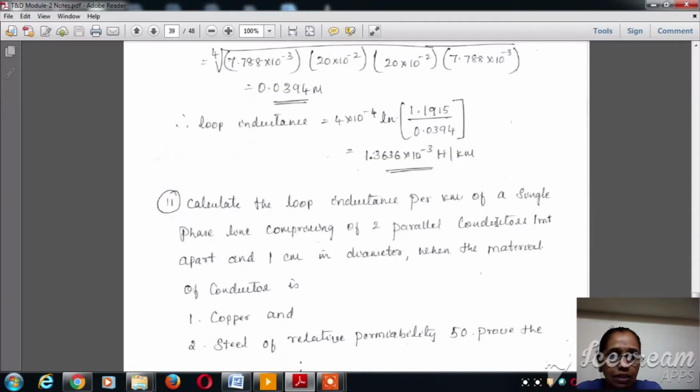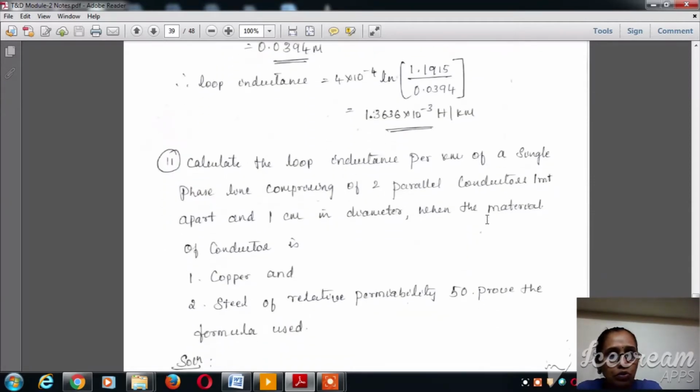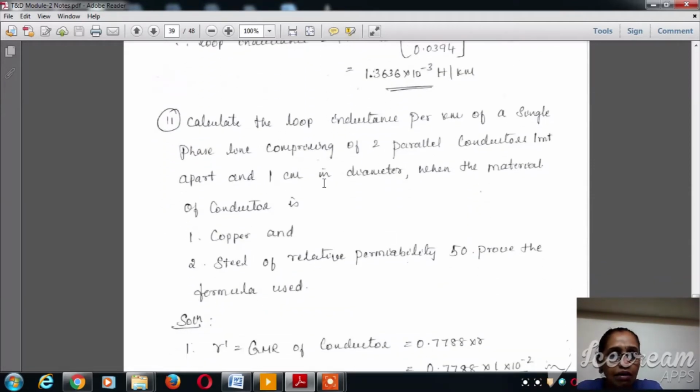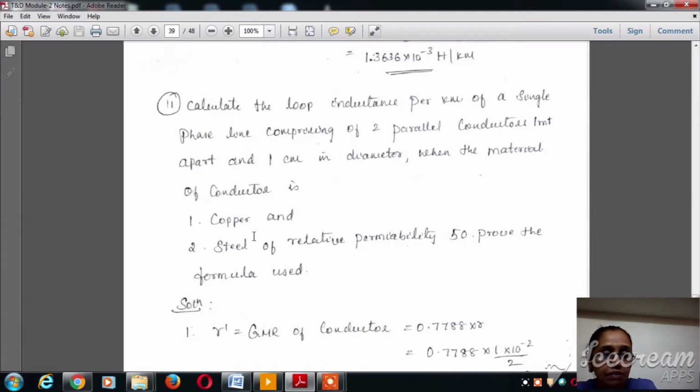After doing this, we can move on to the next numerical. Let's consider the second example, which considers different materials.